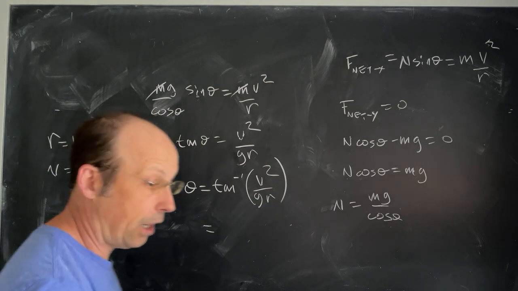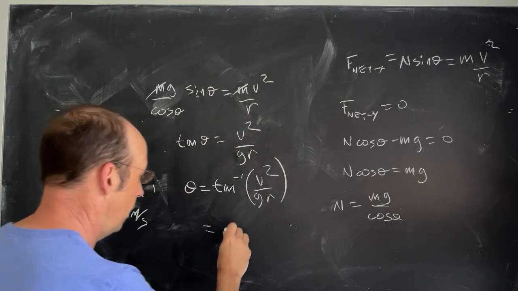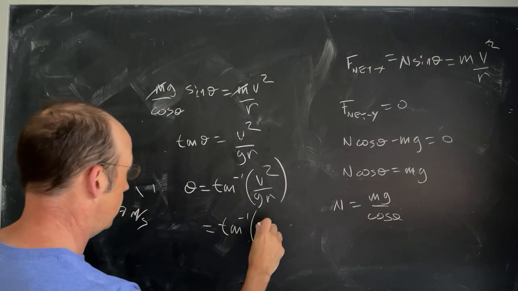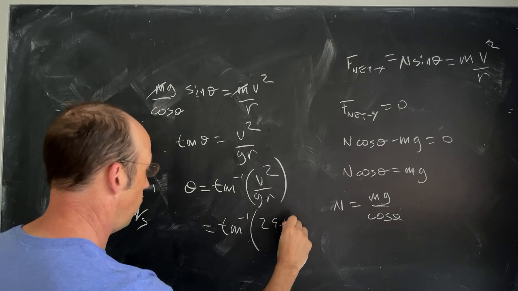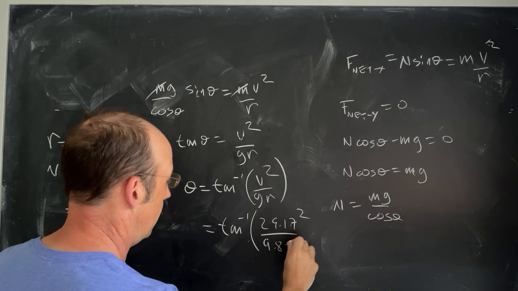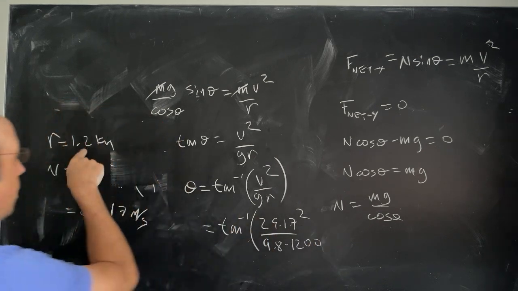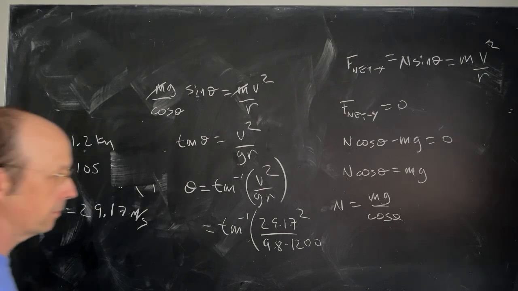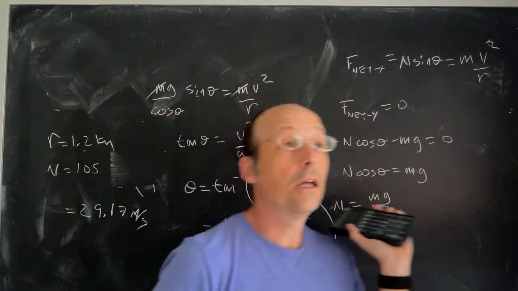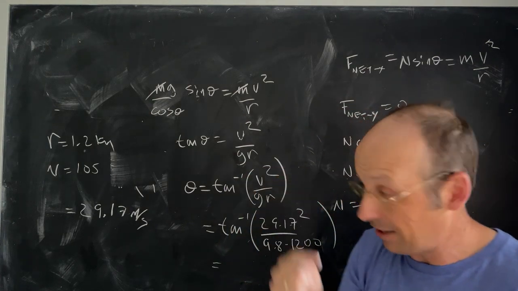Let's put in our numbers. I usually write it out, don't I? Okay, I'll write it out. So tangent inverse of v squared, so 29.17 squared over 9.8 times 1200. I had to put this in meters to get everything to work. And make sure your calculator is in, well, it doesn't really matter. I'm going to use my calculator in degree mode because I like to think in degrees.